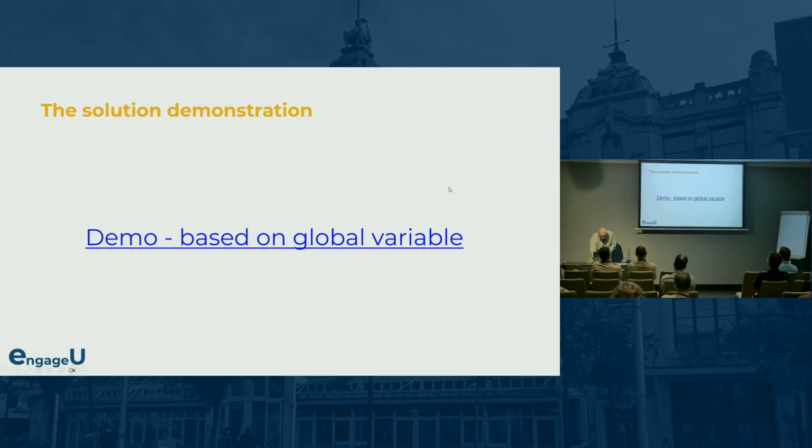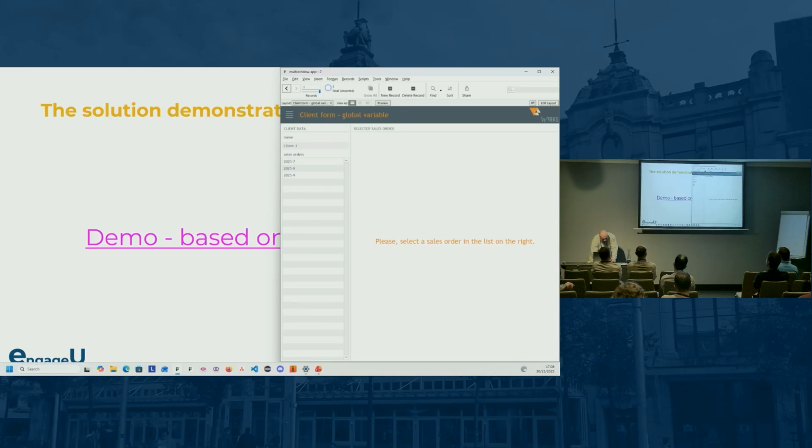So let's do this again. And of course, I'm again stuck with security checks. Sorry for that. And here's my demo file. Now, this screen is a client form based on a global variable, right? So I've got client 3. I can navigate to a different client if I get my mouse there. Yeah, let's do that. So client 1, and let's select the first.